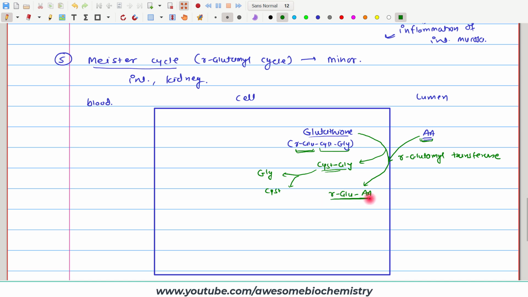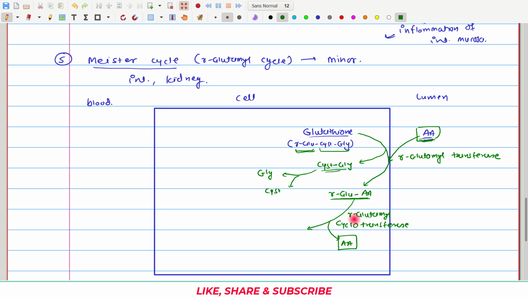What happens to this gamma glutamyl amino acid? Gamma glutamyl amino acid is hydrolyzed by the enzyme gamma glutamyl cyclotransferase. What will this enzyme do? It will break down this peptide bond and this amino acid will be released. So, the amino acid which was initially in the lumen is now transported inside the cell. And what happens to this gamma glutamate? Gamma glutamate undergoes cyclization and gets converted to 5-oxoproline.